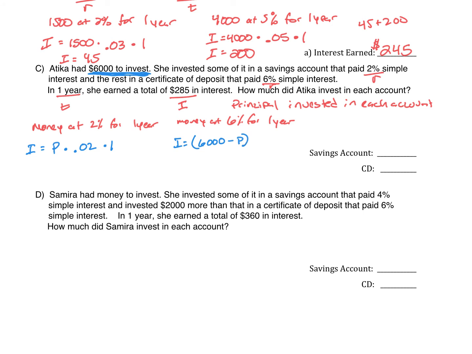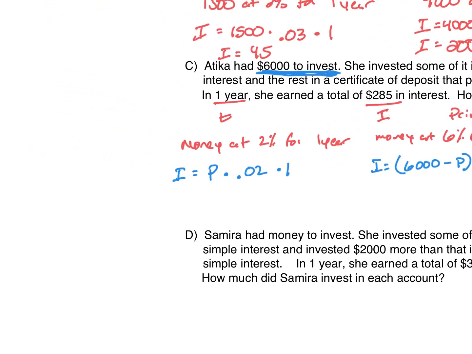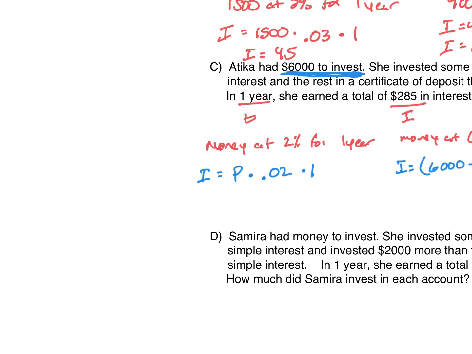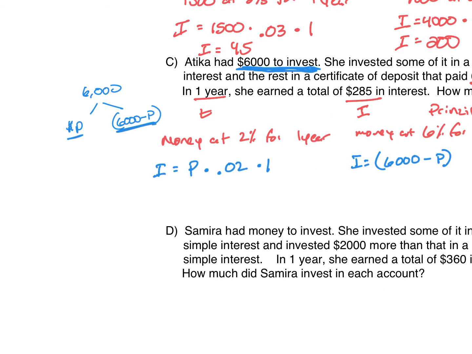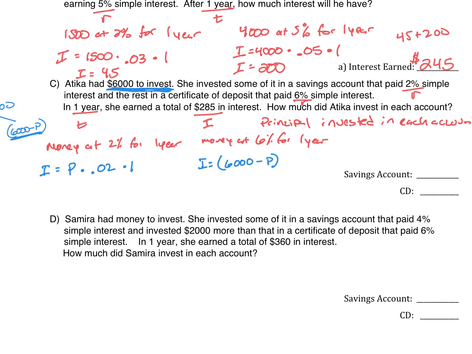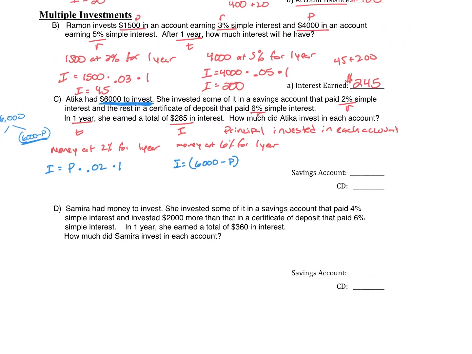And the reason we could say that is if I have, for instance, let's go off to the side here, $6,000 and I split that into two groups and I put P dollars in one group, the other group is going to be the rest of the money, which is 6,000 minus P. So that becomes the two amounts that I invest. All right, so what we're trying to do here is acknowledge that.